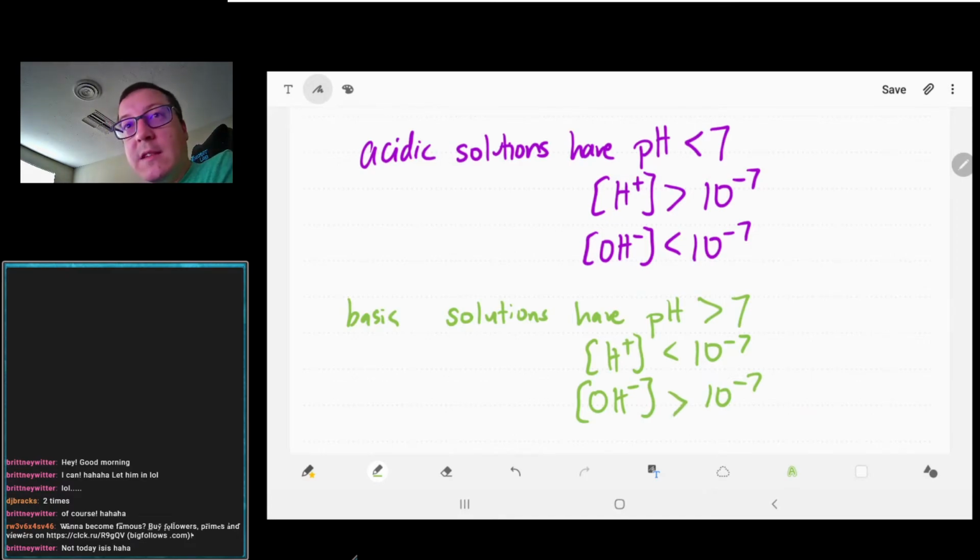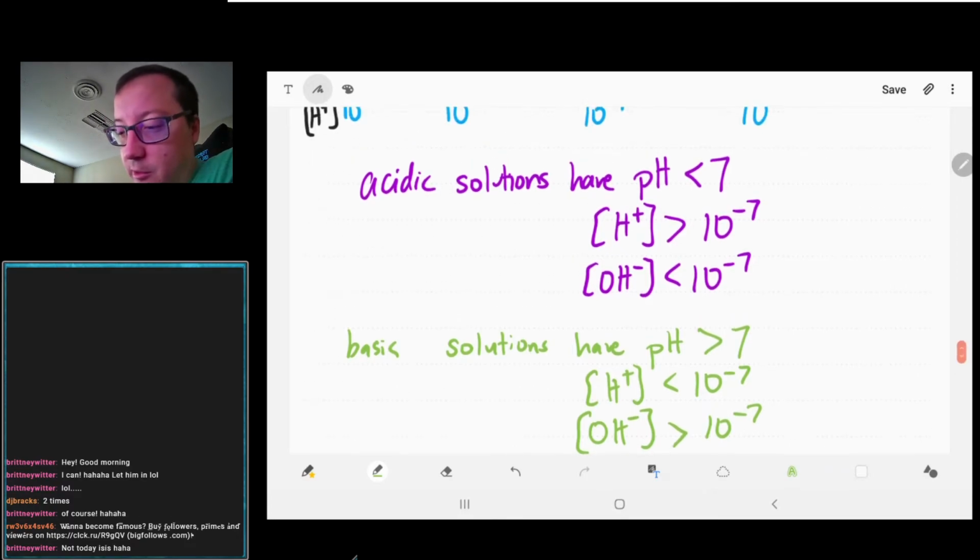But acidic and basic, honestly, just learn one of these, and the other one will just be the opposite. It's easiest, I think, to look at pH because it's just one number. You look at the number and see if it's bigger or less than 7. Poof, you're done. But technically, you could look at any of these.